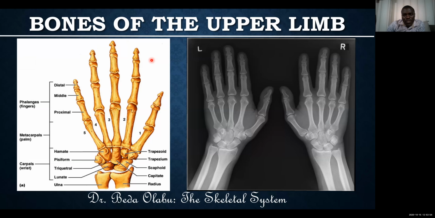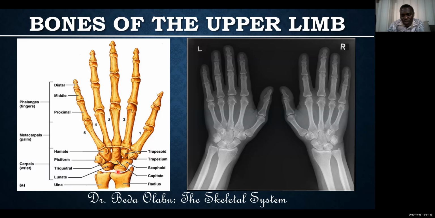So let's talk about the bones of the hand then. Just like for the foot, there are 3 categories of bones of the hand: carpal bones, metacarpals, and phalanges. Remember, for foot, there were tarsal, metatarsal, phalanges. Here, there are carpal, metacarpal, phalanges. We have a total of 8 carpal bones, 5 metacarpal, and 14 phalanges. The carpal bones are organized into 2 rows. There's a proximal row of 4 bones and a distal row again of 4 bones.